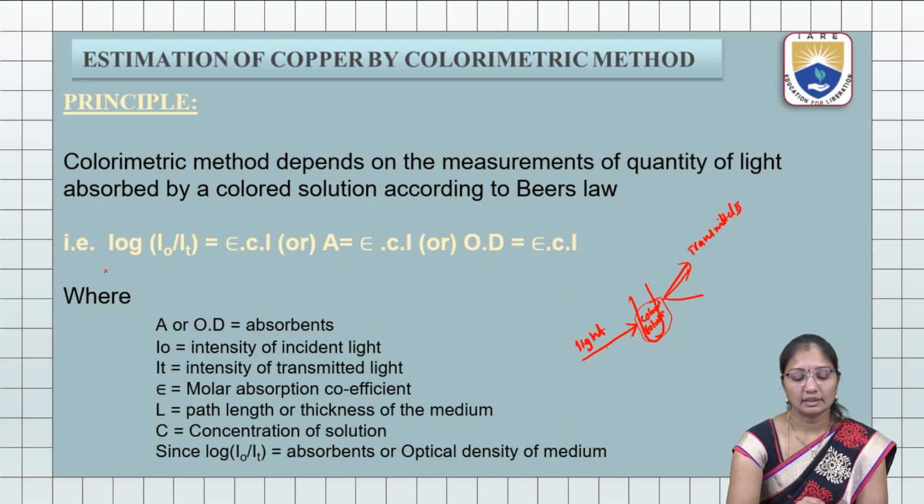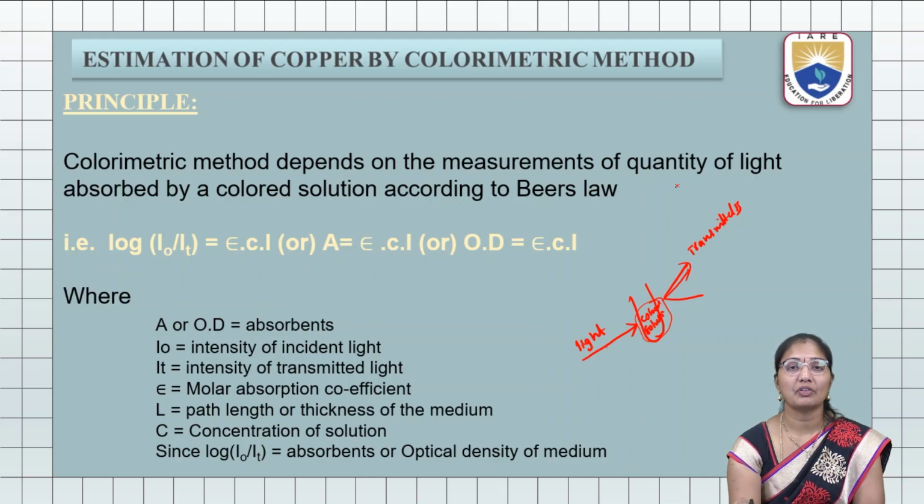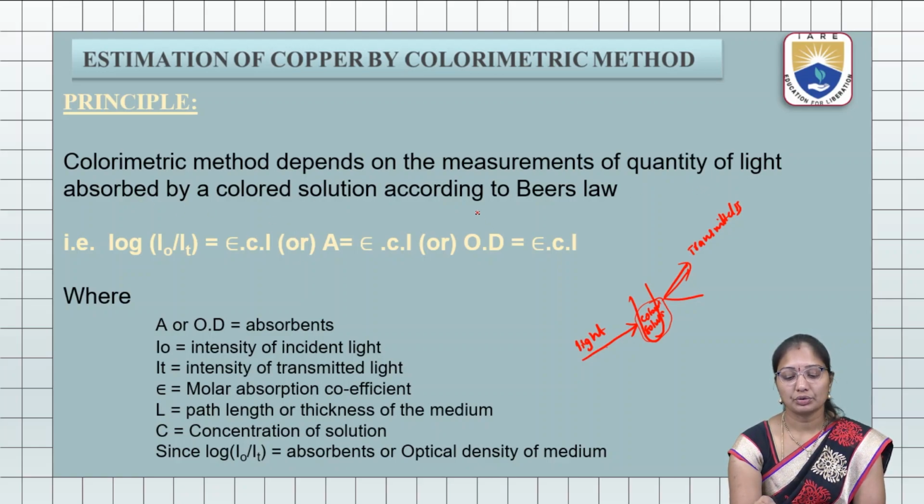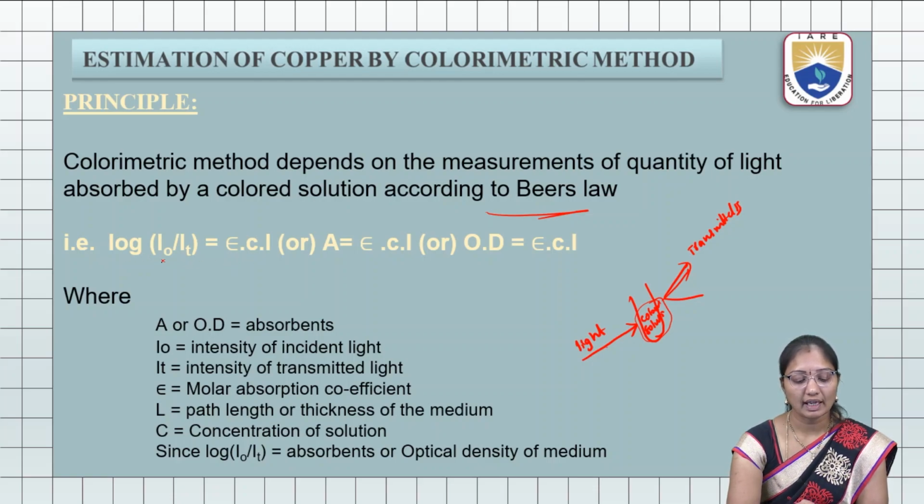Here, this is the measurement of the quantity of light absorbed by a colored solution according to Beer's law. Here, log I naught by IT equals epsilon into C. What are I naught and IT? I naught is the intensity of incident light, and IT is the intensity of transmitted light. The light which falls on the water sample is I naught, and that which comes out from the water sample is IT.